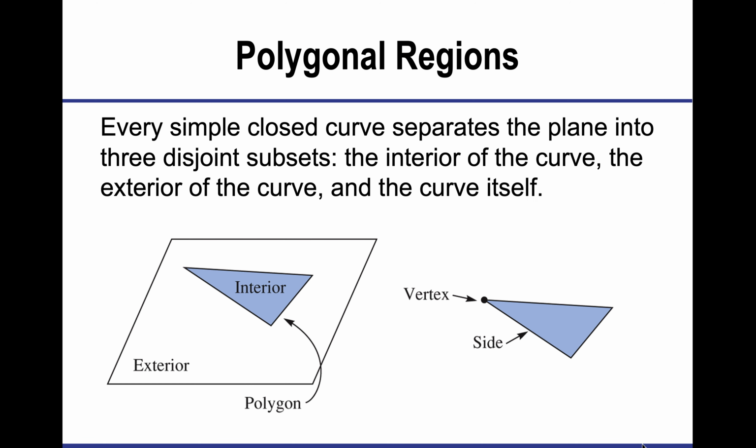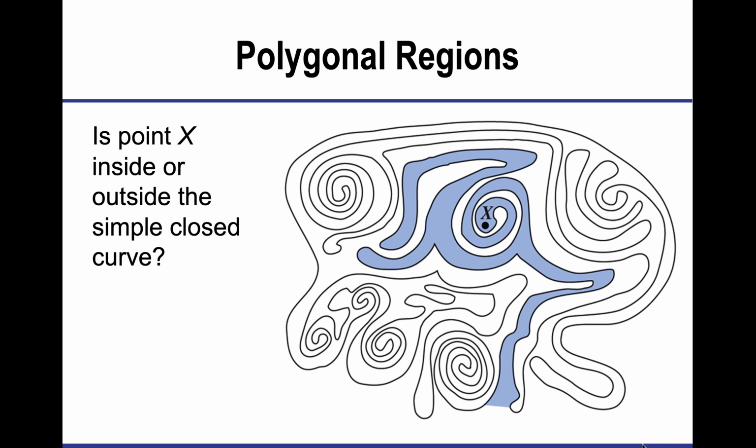Polygon regions. Polygons have different regions. You have the interior and the exterior. So what's enclosed in the polygon and what is outside of the polygon. You also have a vertex and a side within a polygon. The vertex is the corner and the side is the line segment that attaches the two corners.